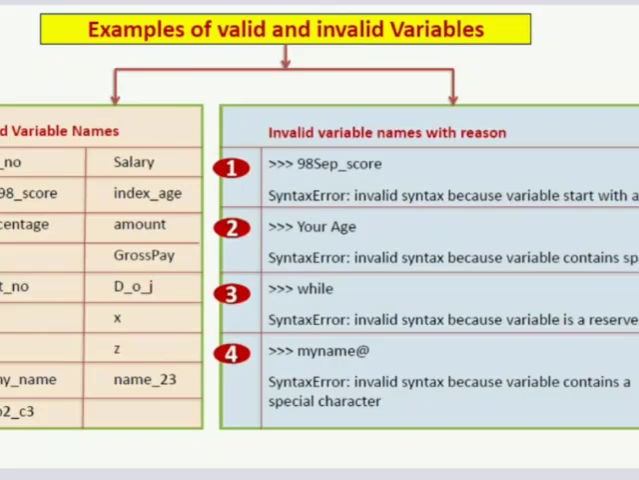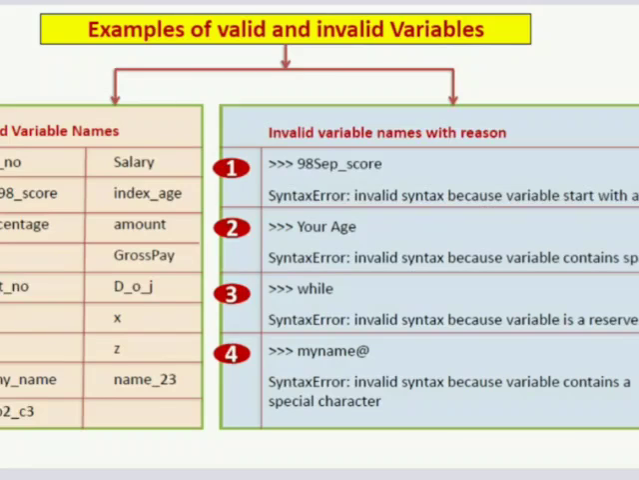Now we will have a look at the invalid variable names. 98SAP_score. Here 98 is a number, and what does the rule say? The rule says that a variable name should always begin with an alphabet or an underscore. Next we consider your age. These are two words separated by a space. Space is a special character which is not allowed.